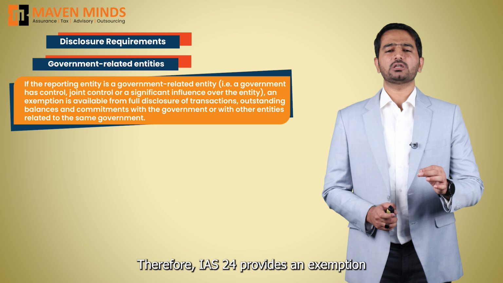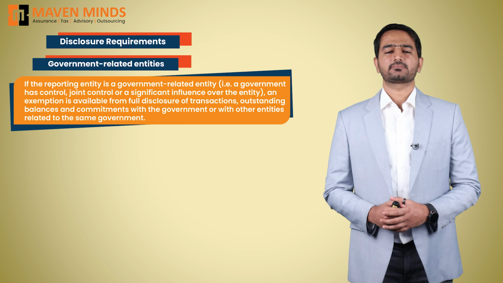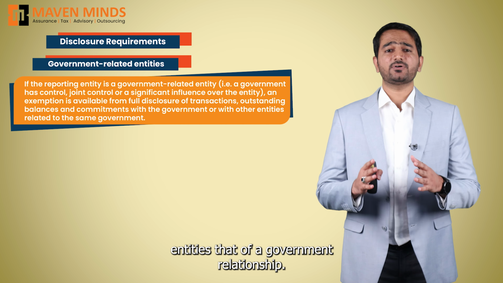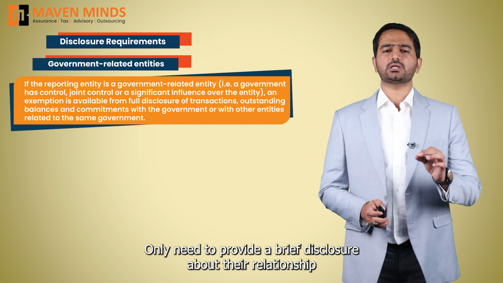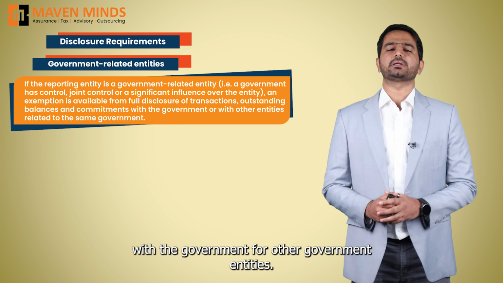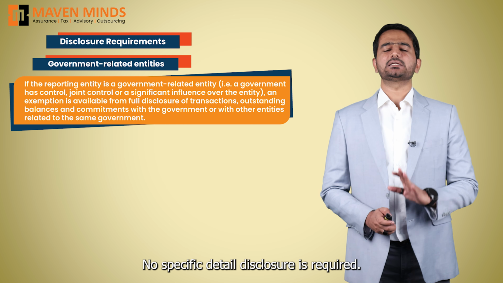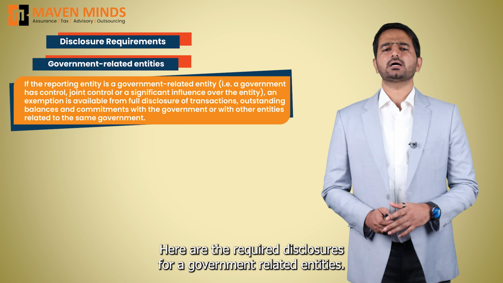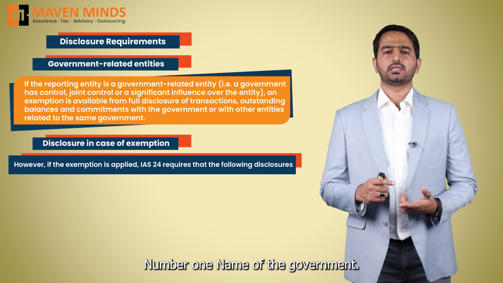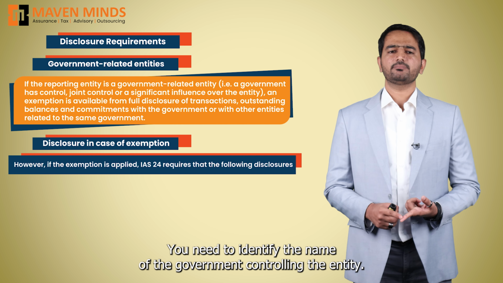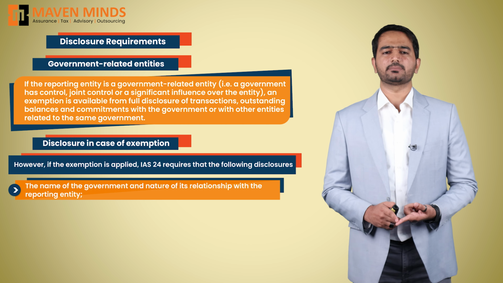Therefore, IAS 24 provides an exemption for government-related entities. Entities that have a government relationship only need to provide a brief disclosure about their relationship with the government. For other government entities, no specific detailed disclosure is required. Here are the required disclosures for government-related entities. Number 1, name of the government. You need to identify the name of the government controlling the entity.